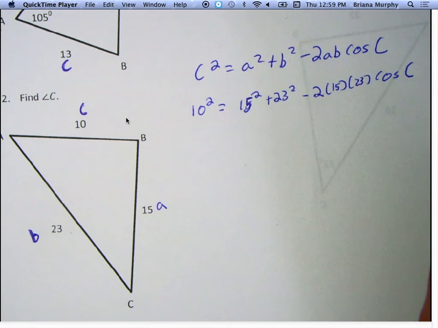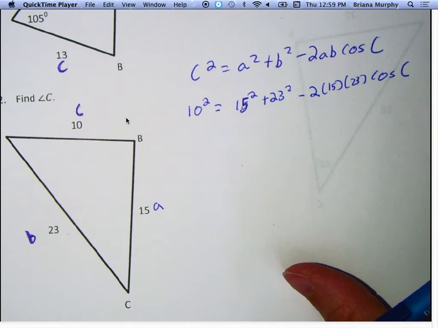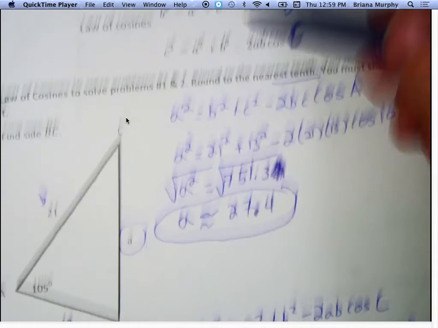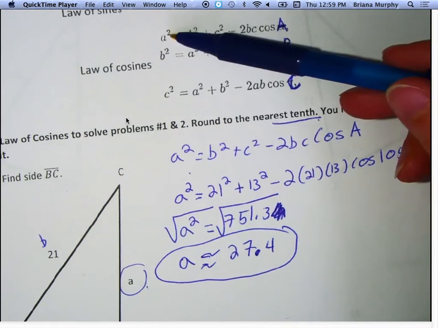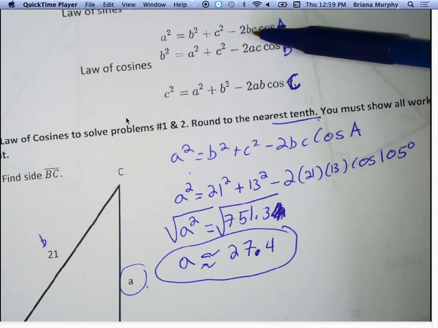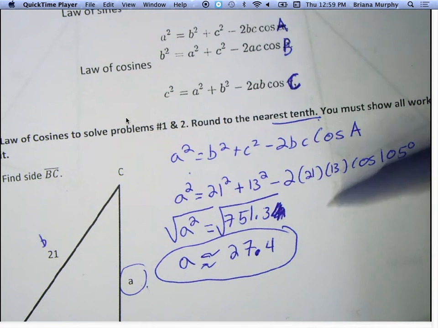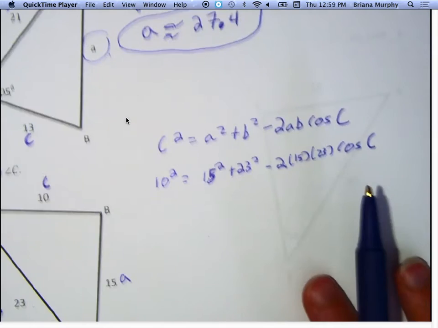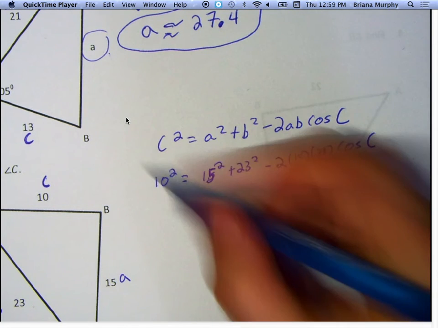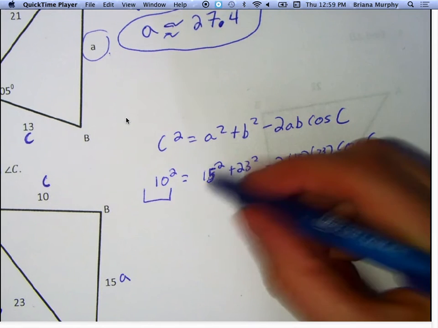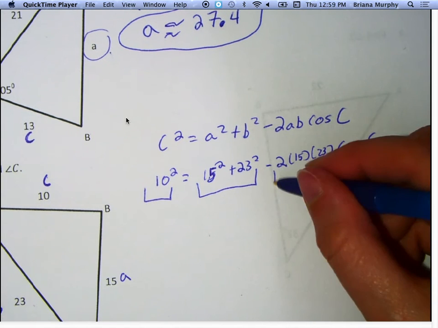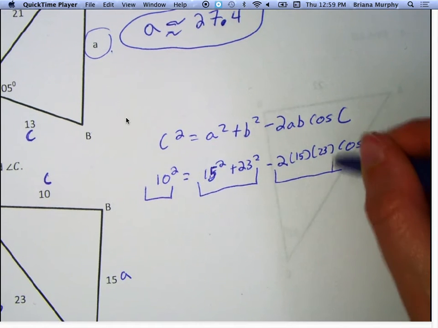Yes? Why is it times BC up there? Because in our equation, a squared uses bc, but c squared uses ab. It just depends which formula. That's why they're written 3 different times. Okay? So now I'm going to do this in parts. I'm going to find 10 squared first. Then I'm going to put 15 squared plus 23 squared in my calculator. Then I'm going to put negative 2 times 15 times 23.